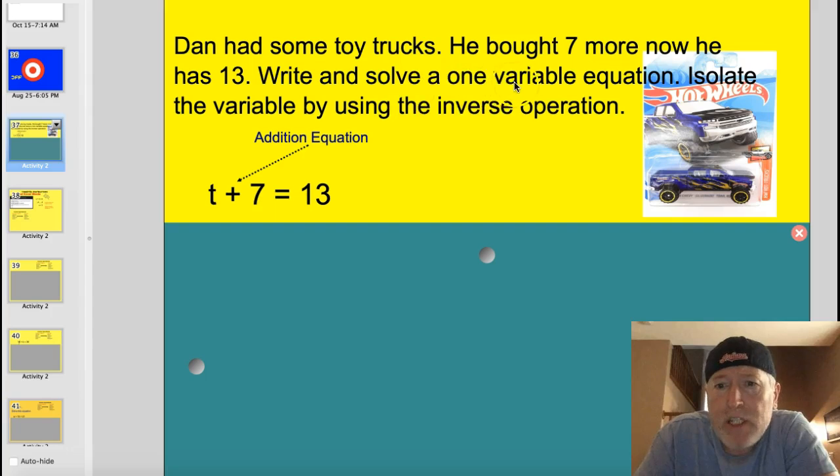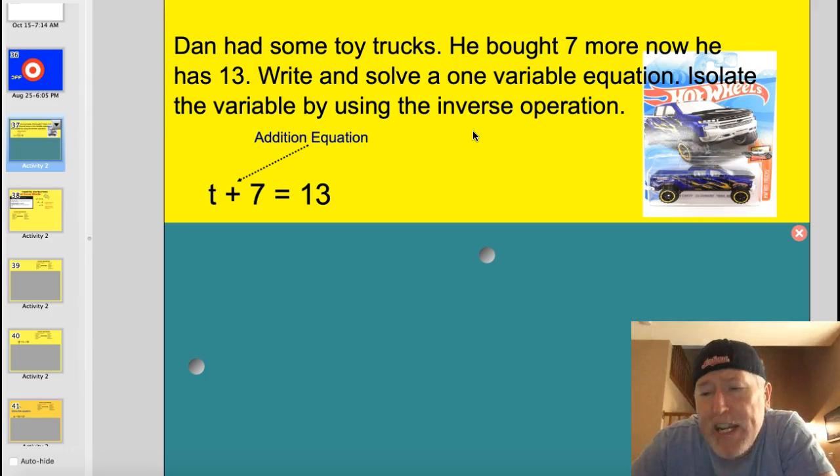So, write and solve a one variable equation. Well, we spent the first 3 lessons of this unit writing equations. And so we can say, here's the trucks I had to start with. Here's 7 more. Now I have 13. Now, we're going to have to isolate the variable and use the inverse operation. Now I know kids are just saying, it's 6.